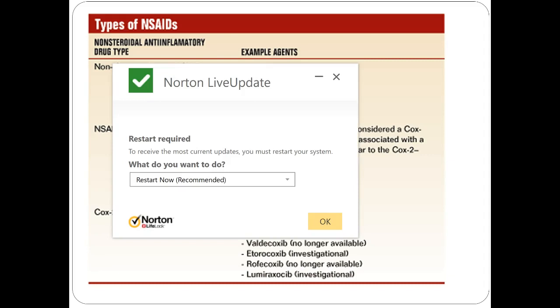Celecoxib is the only drug on the U.S. market that is COX-2 selective. There aren't any others. There have been some other ones. These ones are, again, say no longer available or investigational. There was a drug called Vioxx that was out a while ago that had some issues with it that we'll talk about in a moment here.